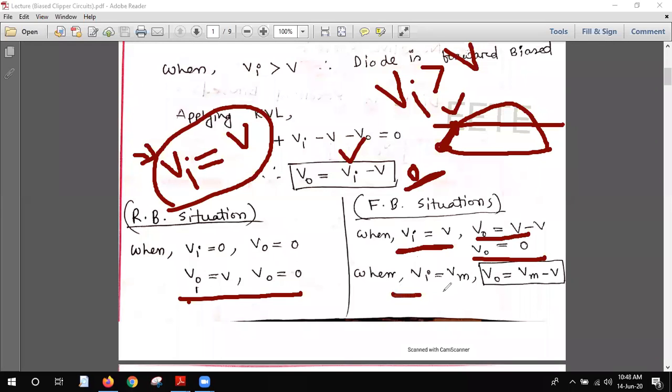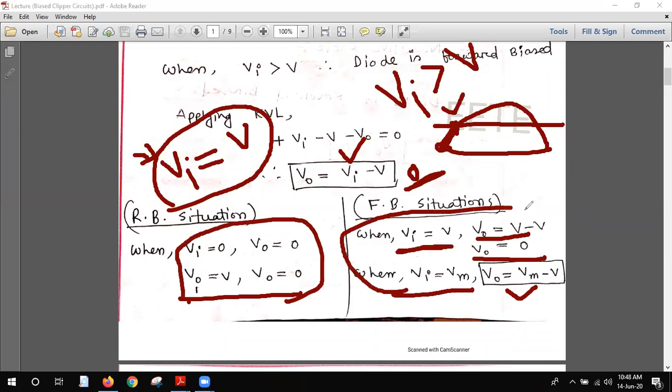We also check the same thing. We know this is a sinusoidal voltage, so it will have a peak value. The maximum value is vi equals Vm. At that time, the output voltage will be Vm minus V. This is the value we get from the calculation in the positive cycle. We have to use these findings when we draw the output waveform. Okay, so let's go to the negative cycle.